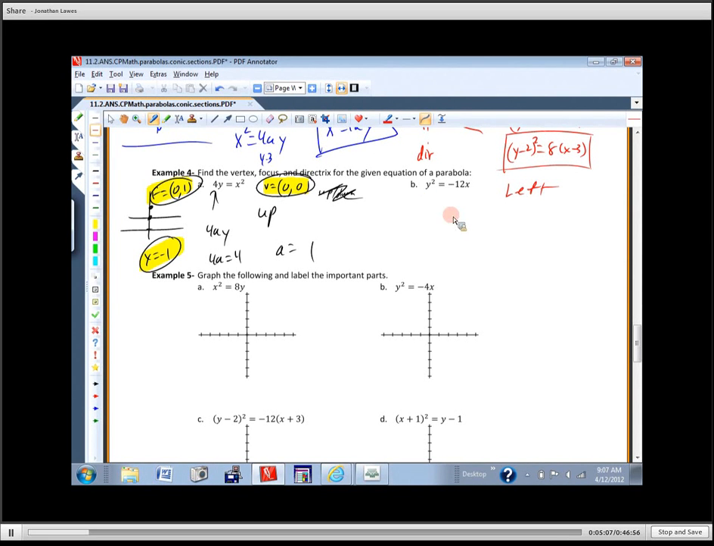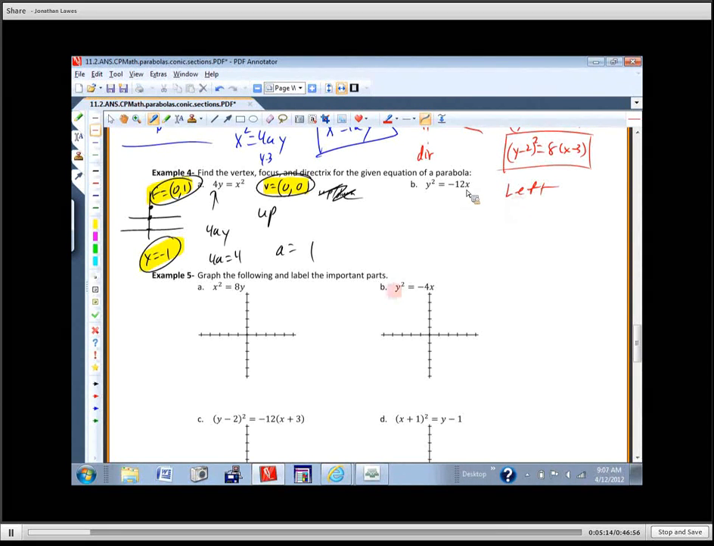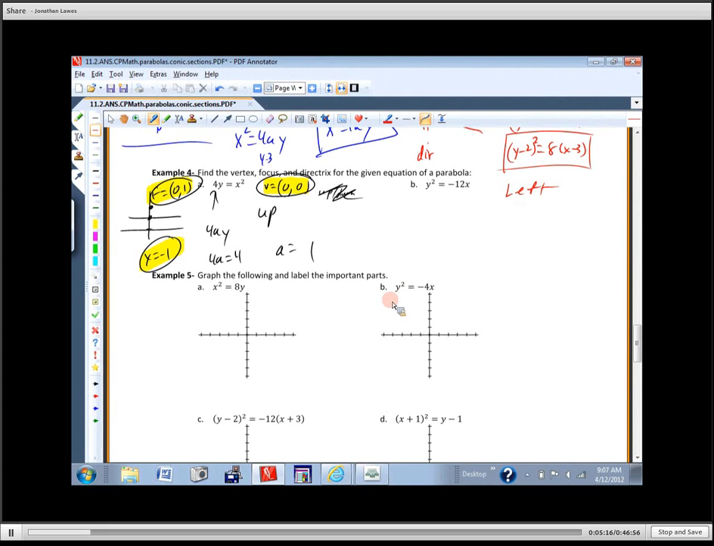And Samantha, how did you tell that it opens to the left? Because 12 is negative. Okay, because there's a negative in front of the 12. And that kind of makes sense. If the choice is right or left, right is positive, left is negative. So if there's a negative there, it's going to be to the left.